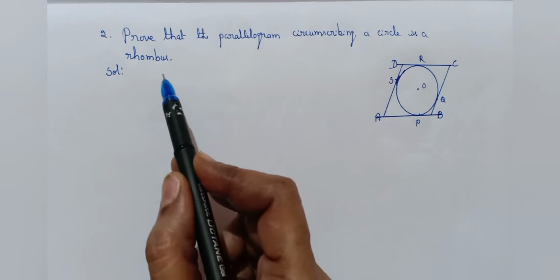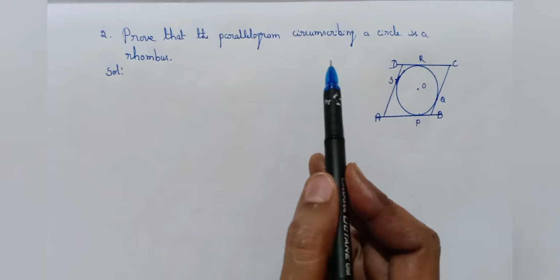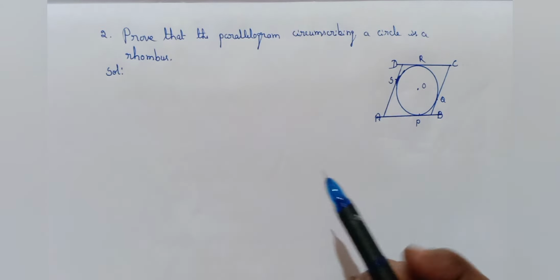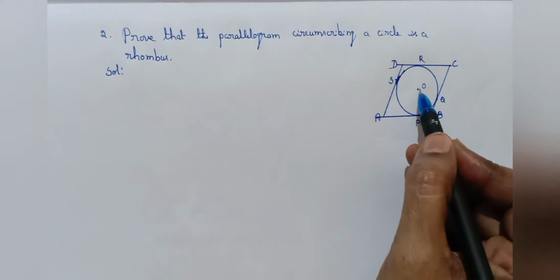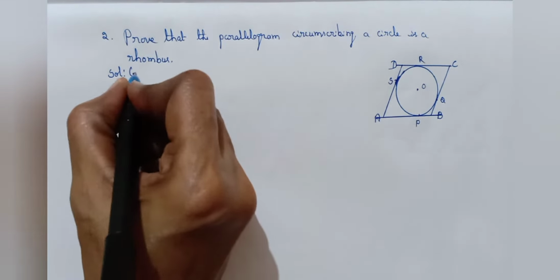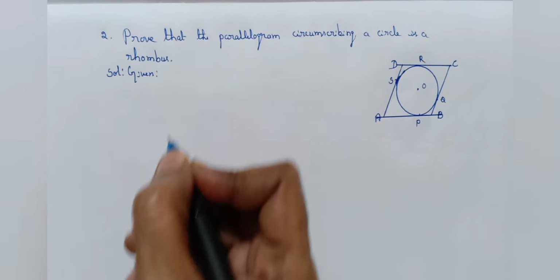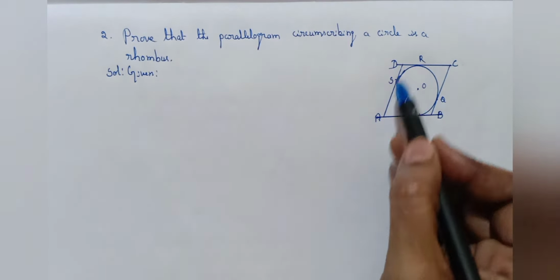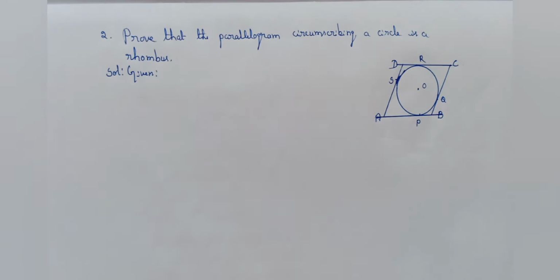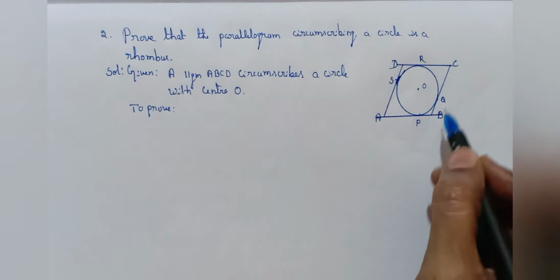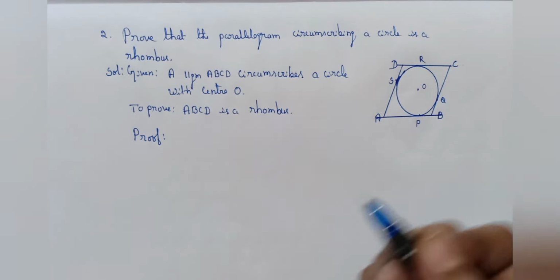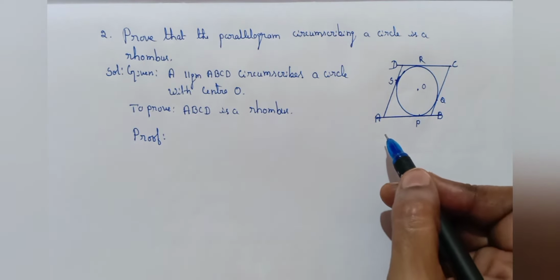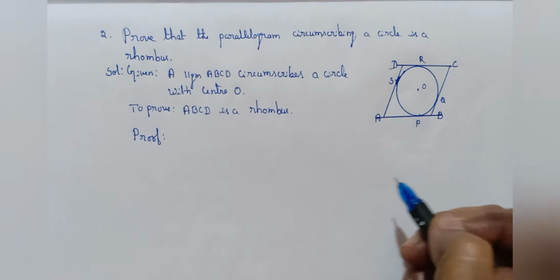Next question. Prove that the parallelogram circumscribing a circle is a rhombus. Here, the parallelogram ABCD circumscribes a circle with center O. Given ABCD is a parallelogram circumscribing a circle with center O. Next, you have to prove ABCD is a rhombus. Proof: we know the tangents drawn from an external point to a circle are equal.